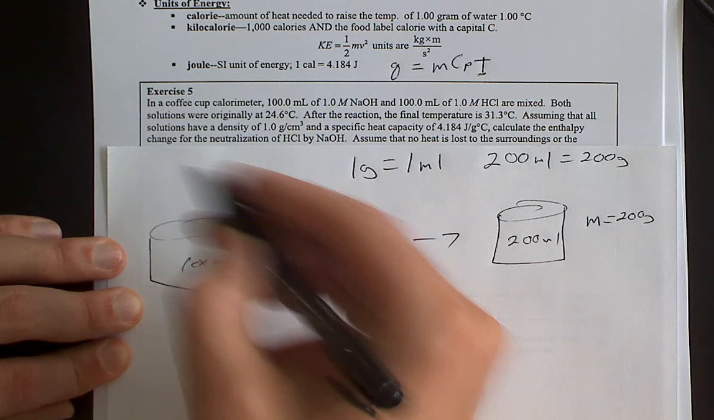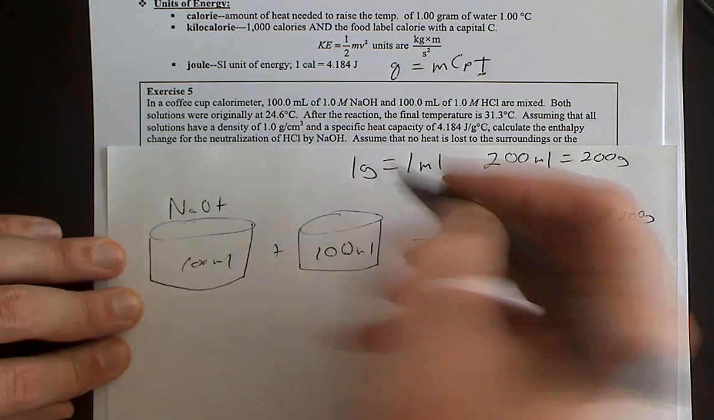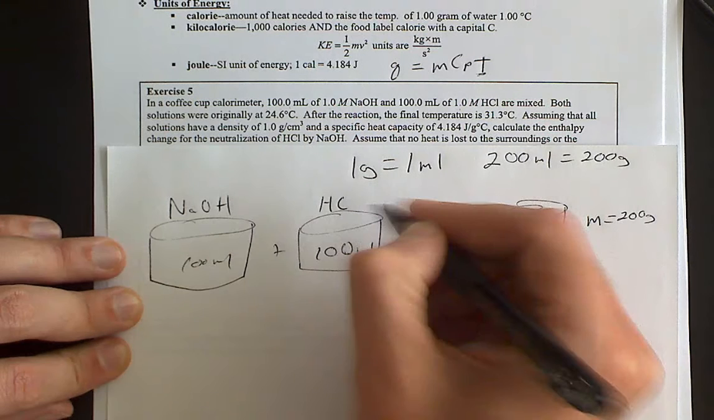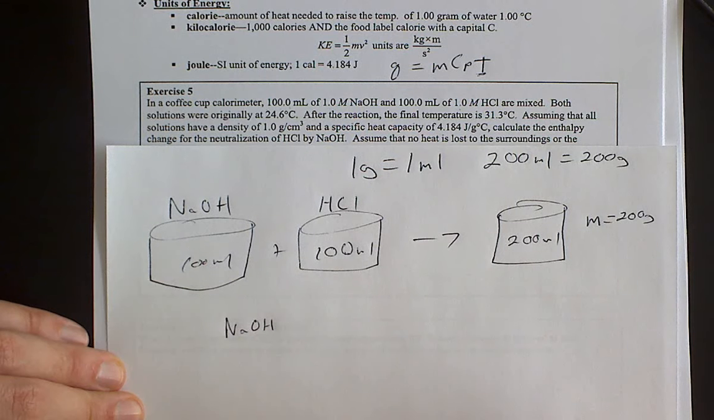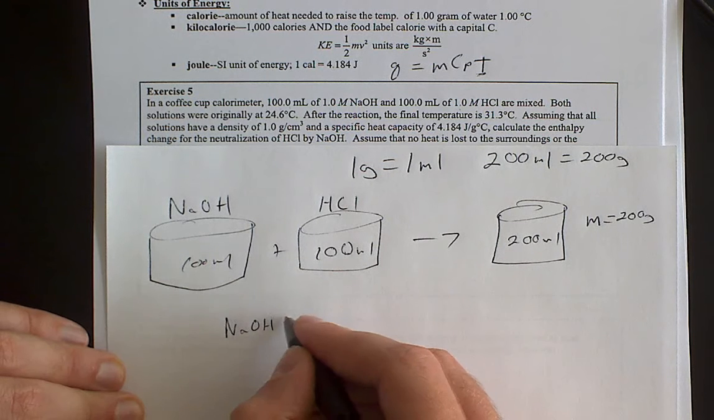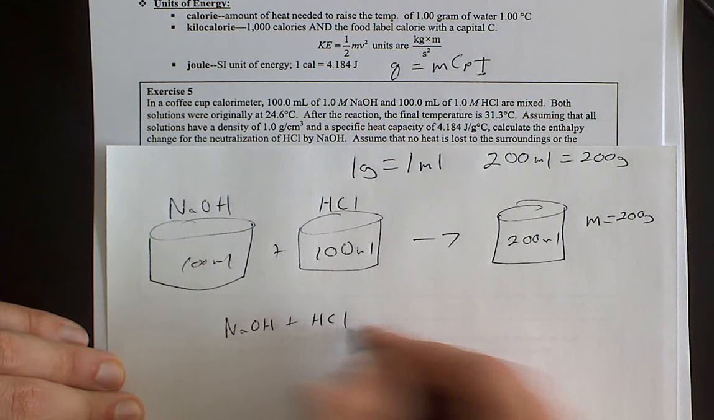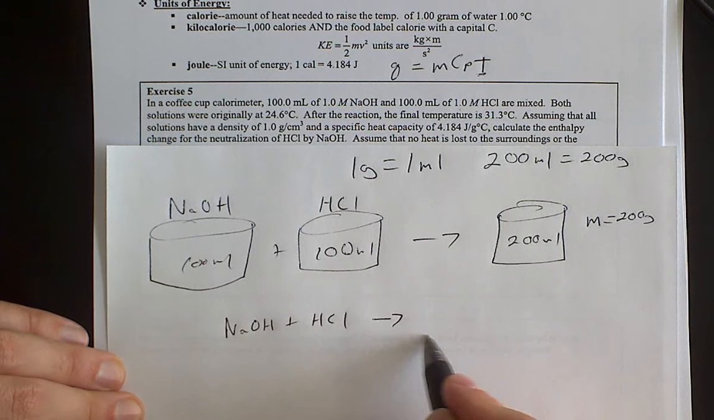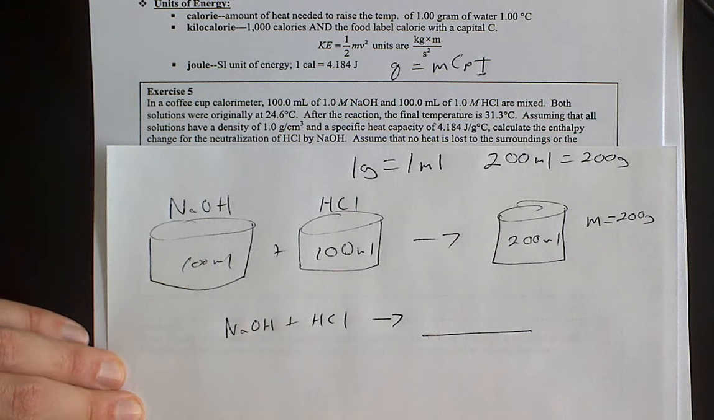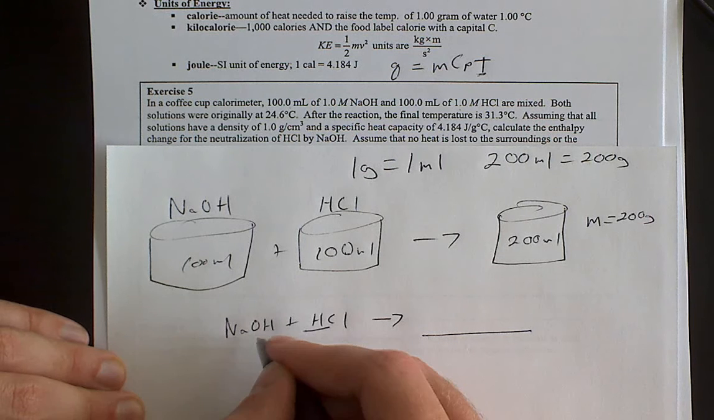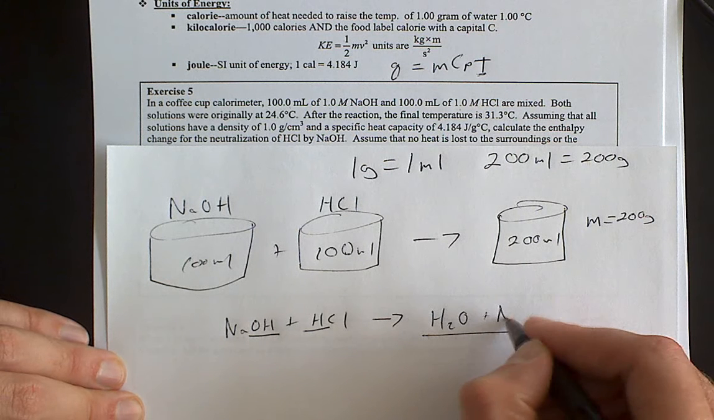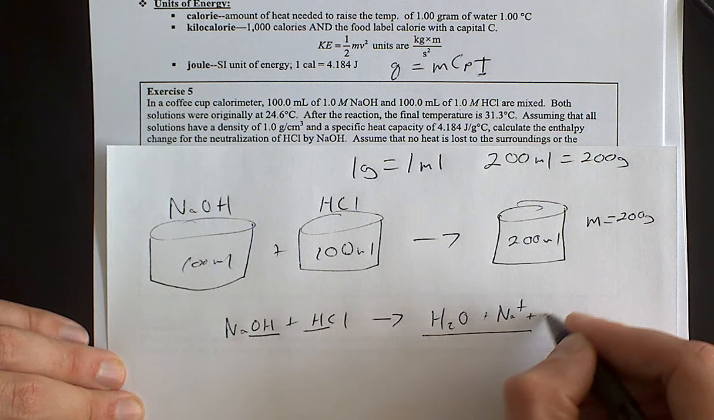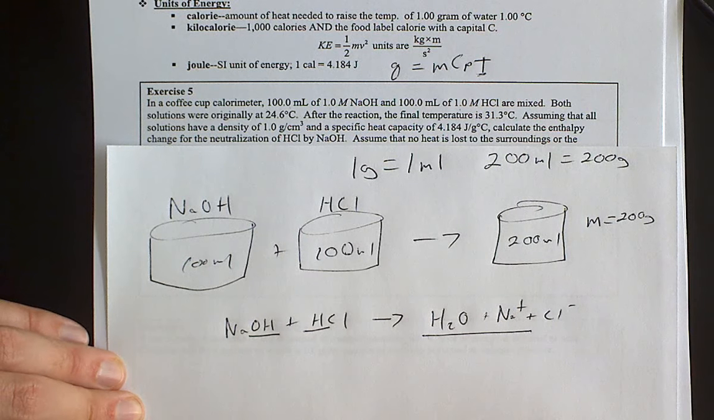So we have NaOH and we have HCl. Take a look at those two things. When we see those two things, what type of reaction comes to mind? Think about it for a second while I write this out. What will go over here? If you're thinking H plus and OH minus will make water, and Na and chlorine will be ions in solution, you are correct, okay?